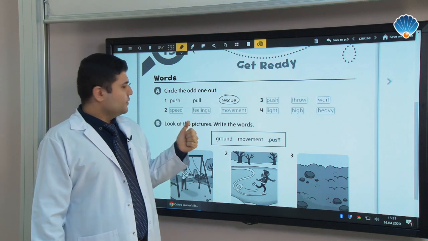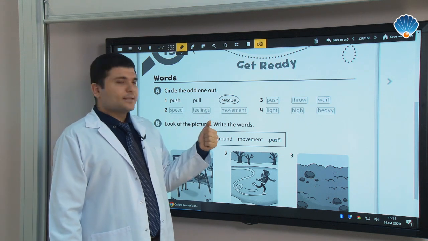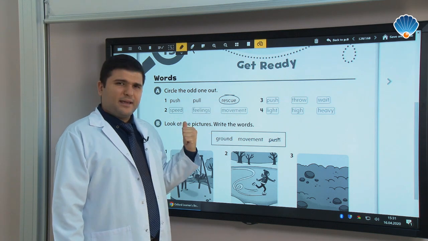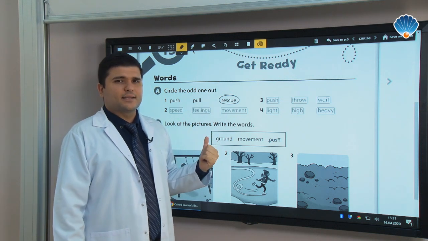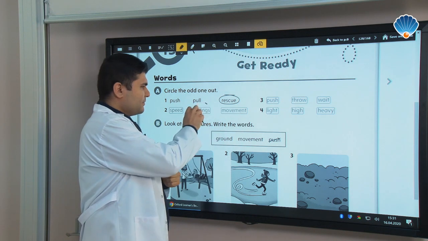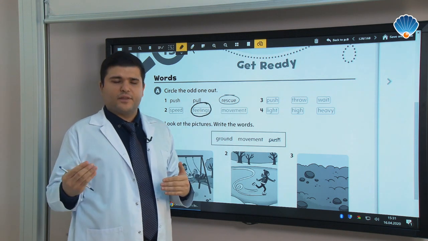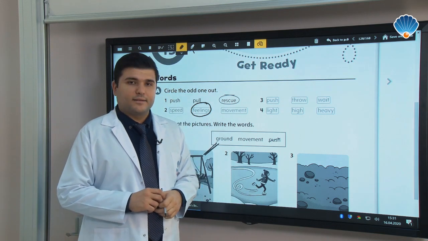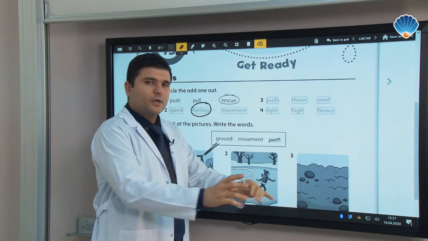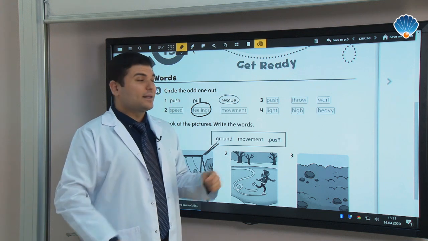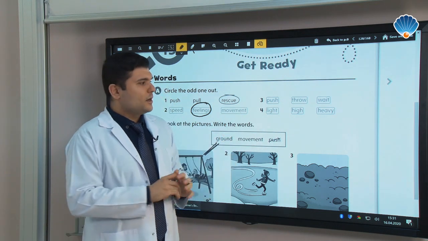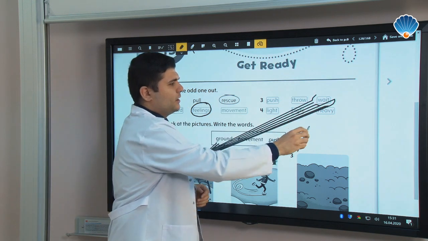So look at number 2. Speed, feelings, movements. So what's the different one here? We have speed, movements, feelings. Of course, the feeling is different here, right? And number 3, push, throw, weight. Push is something you do, throw is something you do, but the weight is different. It's again something you do, but weight is different from these ones.